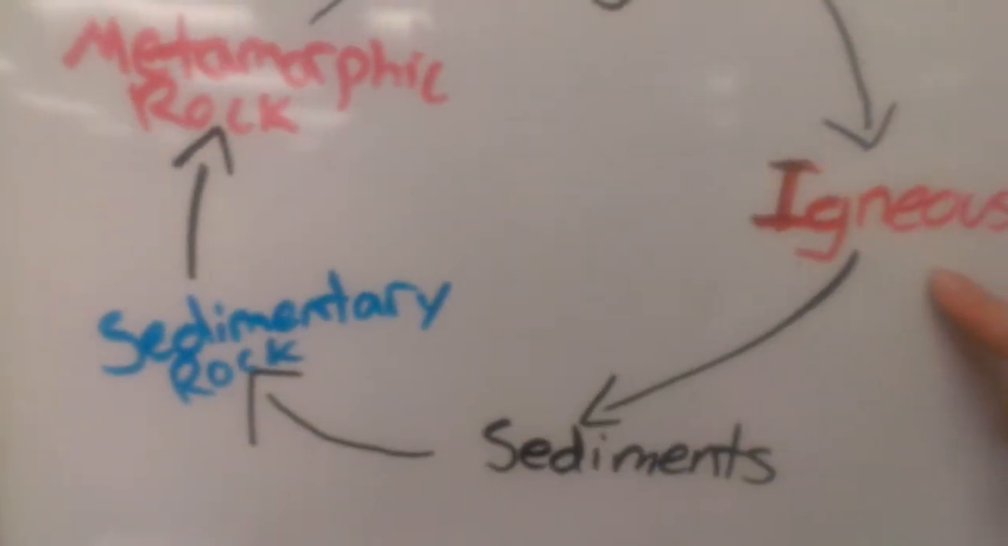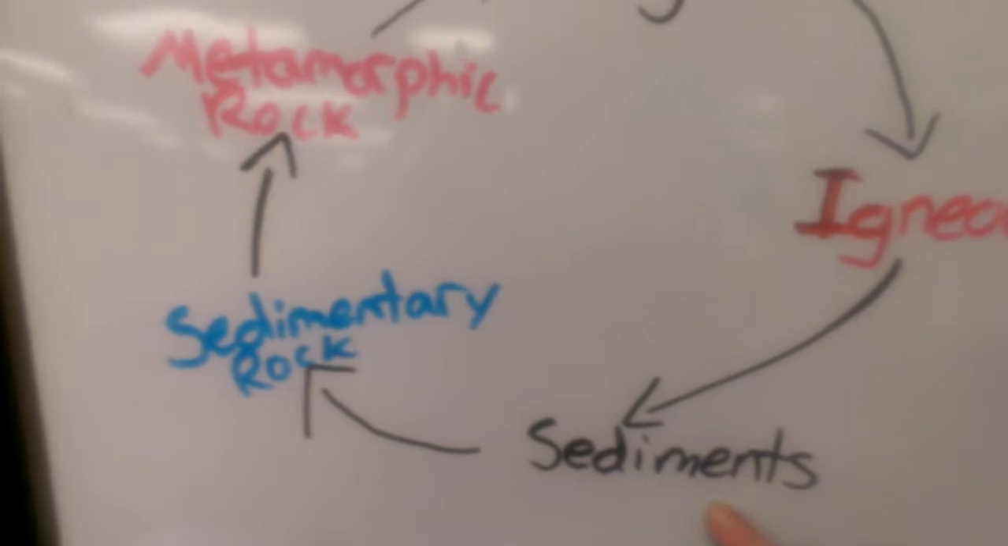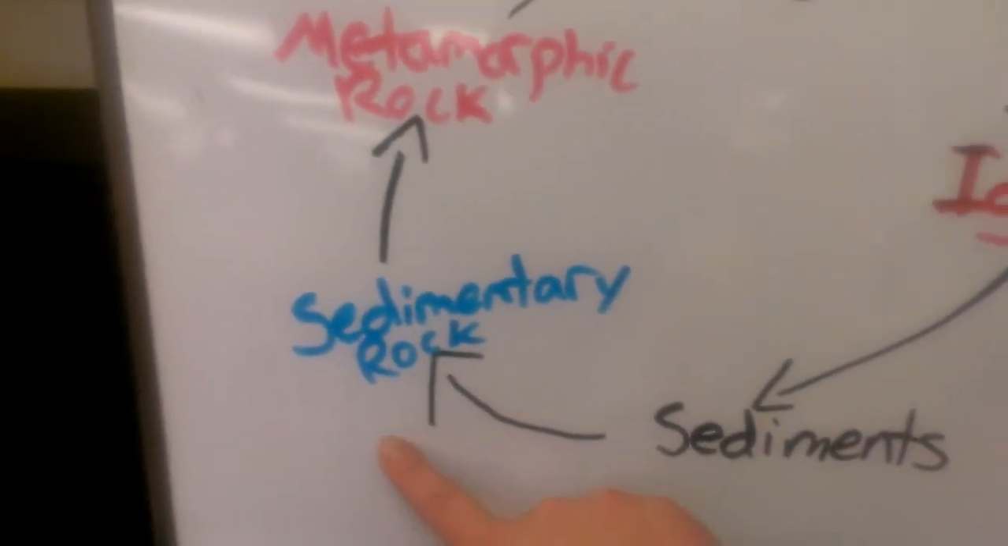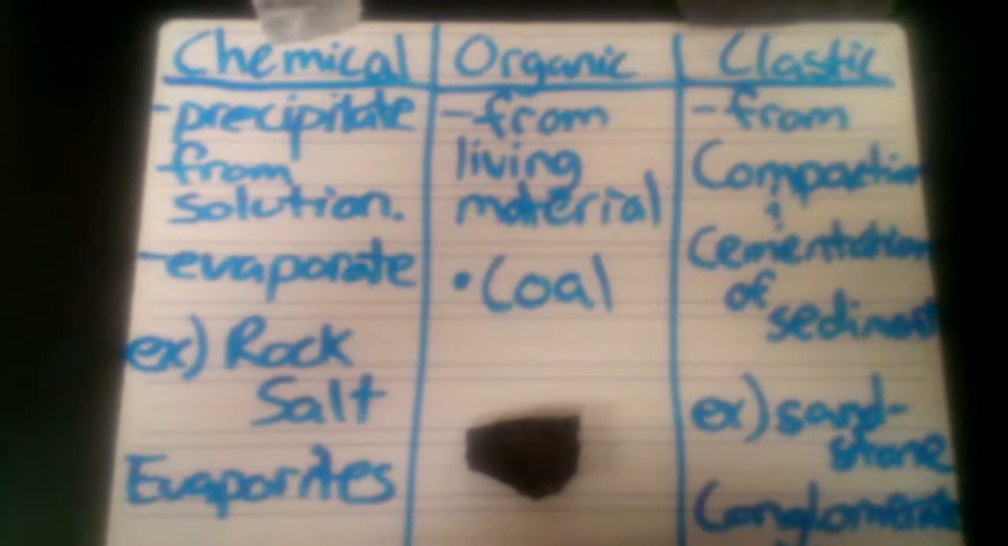Now, what happens to an igneous rock that's going to change it into sediments? If you said weathering and erosion, you are correct. So we're taking our igneous rock, we're going to weather and erode it down into sediments. Then those sediments are going to become sedimentary rock. Well, what processes could take sediments and make them into sedimentary rock? If you said compaction and cementation, you are correct.